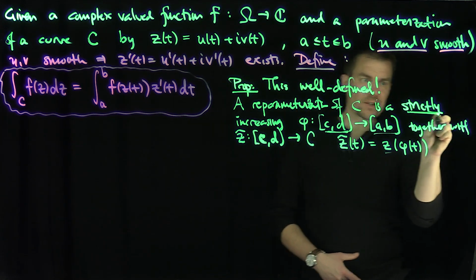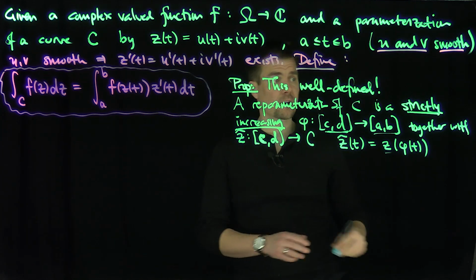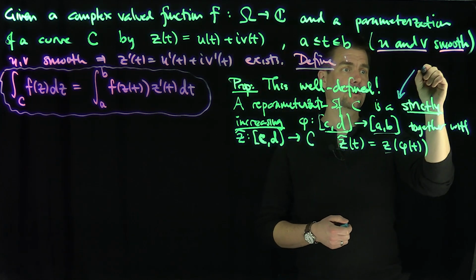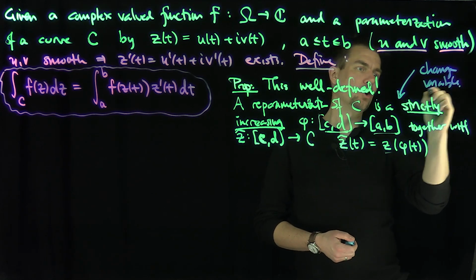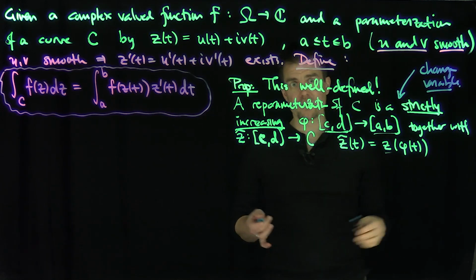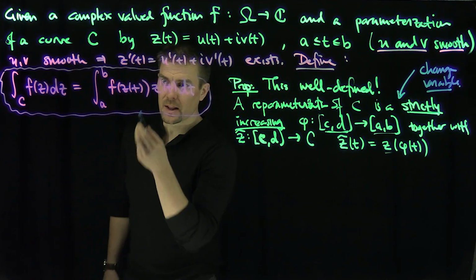And strictly increasing just allows me to what? The reason I say strictly increasing is that I want to be able to change variables, right? So my goal with this is to be able to change variables. You can only use the change of variable theorem when you have a non-singular Jacobian, and strictly increasing means the derivative of this function is going to be non-zero everywhere, which means I can change variables, right? So let's make sure this works actually.